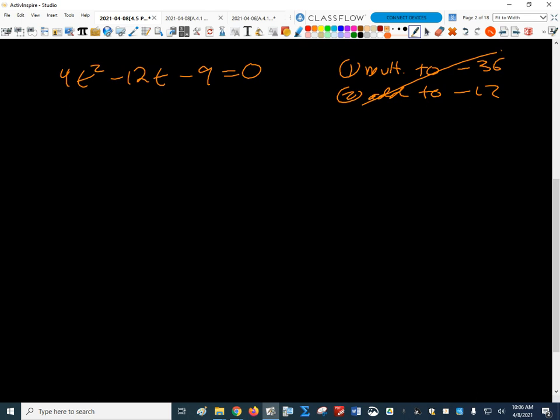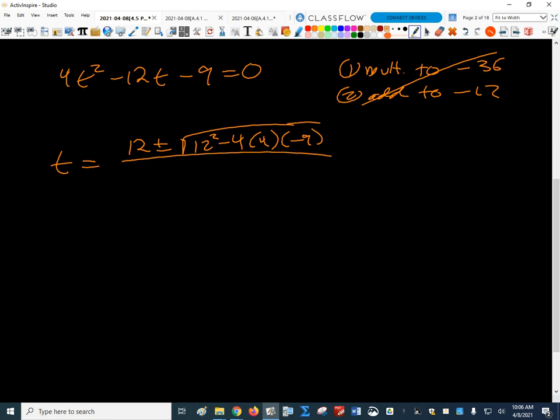So we'd probably just use the quadratic formula on this, right? So we get t equals, you guys remember the song? So with -b, that's 12 plus or minus the square root of b squared. I don't square a negative, I just square the positive, so I don't make a mistake. So that's going to give me 12 squared minus 4 times 4 times negative 9, all over 2a, which is 8.